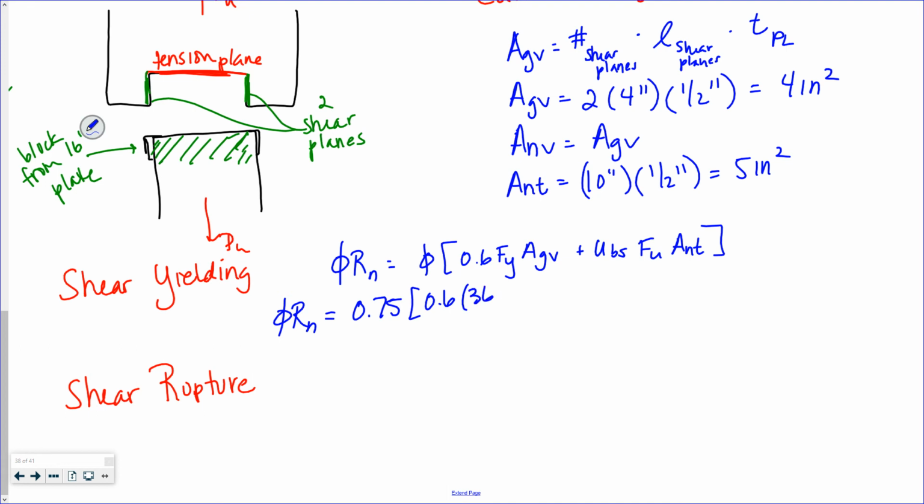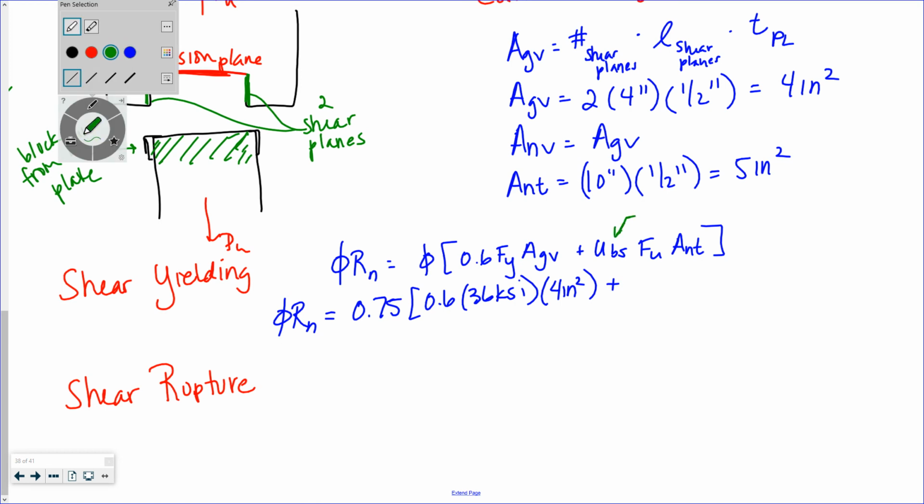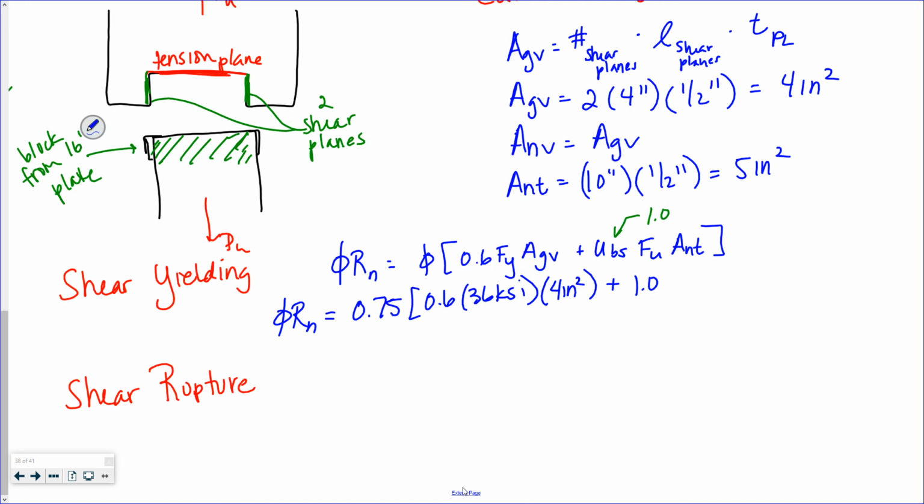What is this, 36? My gross shear, gonna say UBS is 1. Because the entire thing, right? If it's 1 when you're doing regular rupture, it's 1. 58, right? And 5 inches squared. And that gives you 282.